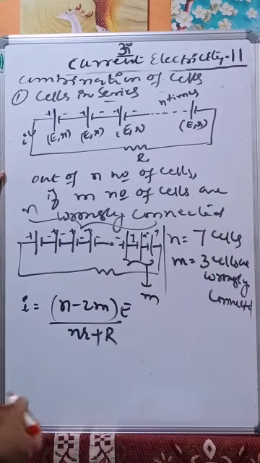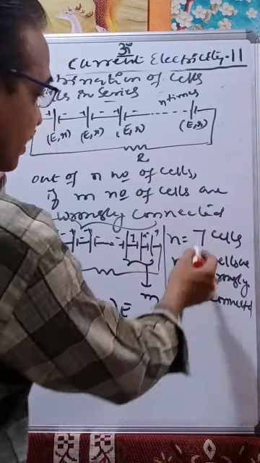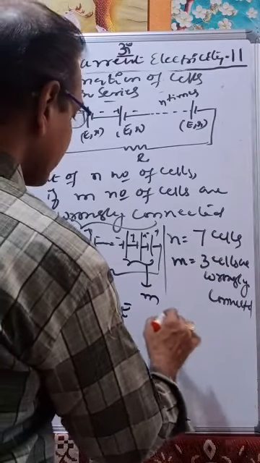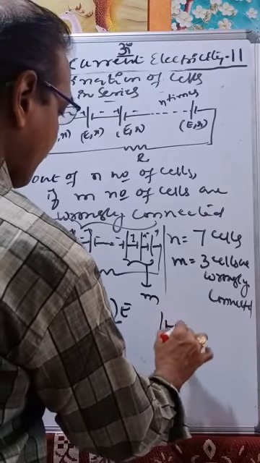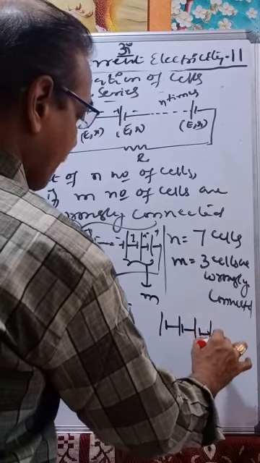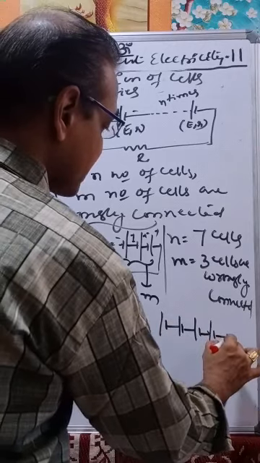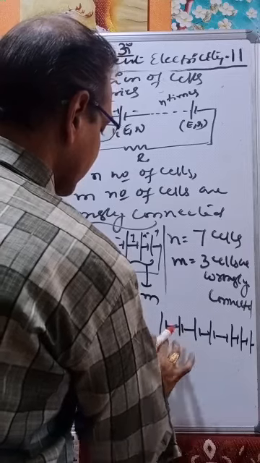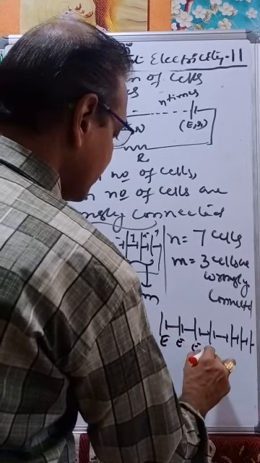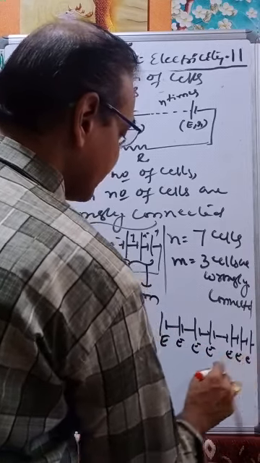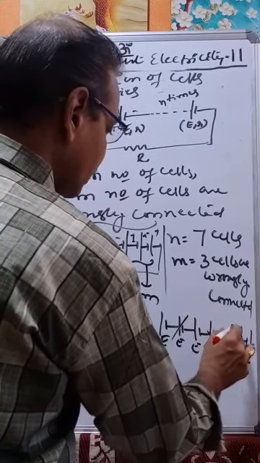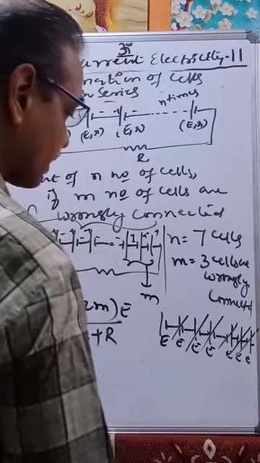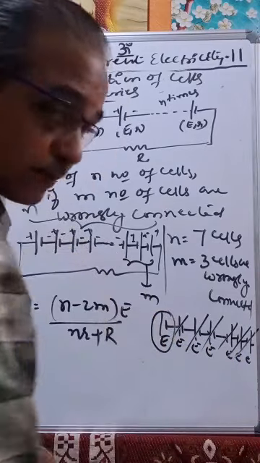The justification of this you can do, but a simple way is: 7 cells are connected, m cells are wrongly connected, say 3. So 4 cells are like this and 3 cells are like this. Each is, let us say, E. See, positive, negative, negative, positive, positive, negative, negative, positive, positive, negative, negative gets cancelled. We are left with only one cell.